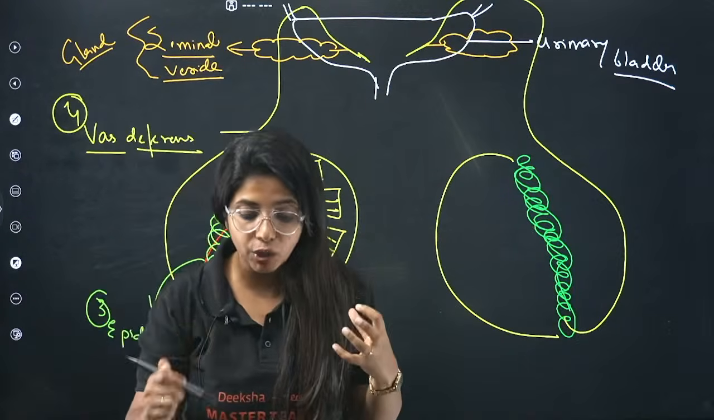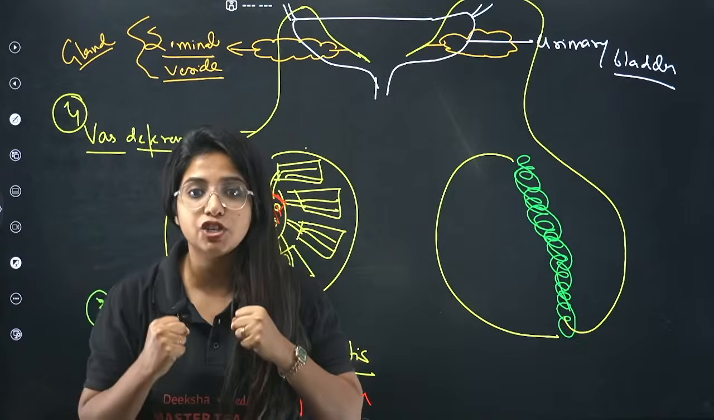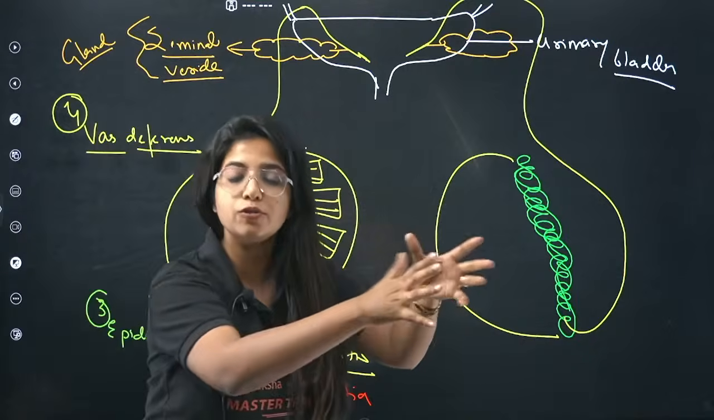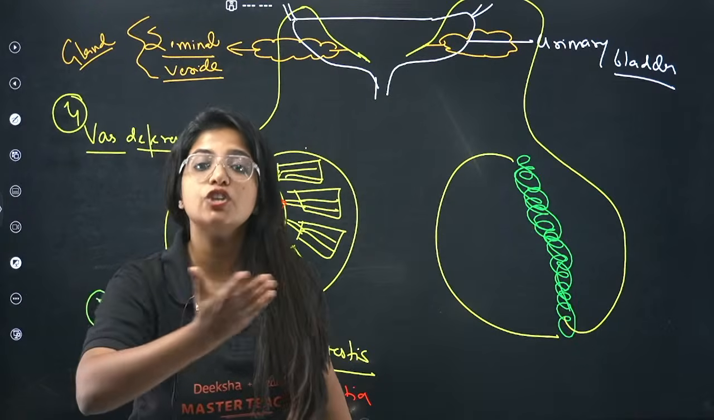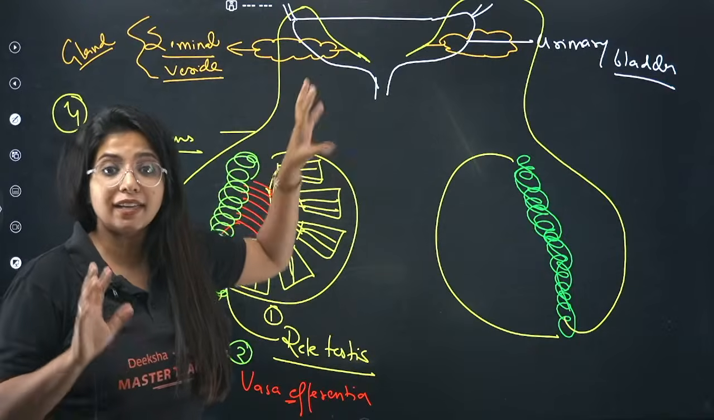It is basically fructose. So the sperms which are coming in over here need energy. And who provides this energy? The seminal vesicle provides fructose, saying that hey sperm, you need to move fast, I'll provide you energy. So this is a gland that comes in between.